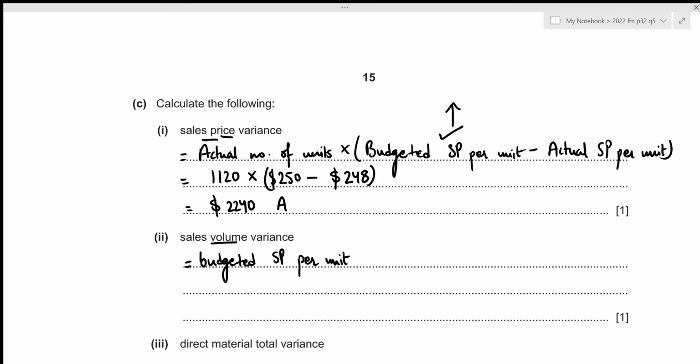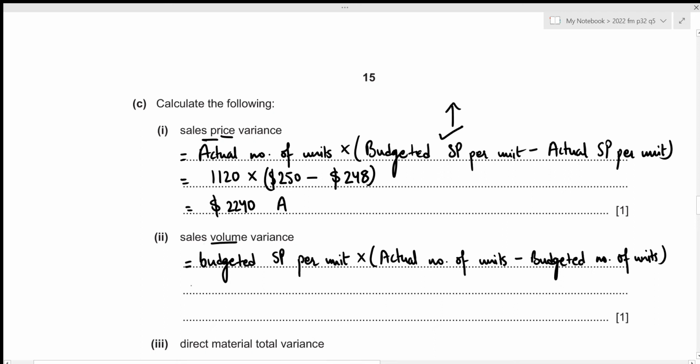Then we just multiply it with the difference of the actual volume and our budgeted volume. And in this case, we already know that the actual number of units produced and sold were greater than the budgeted number of units, which means that our formula is just going to be actual number of units minus budgeted number of units.